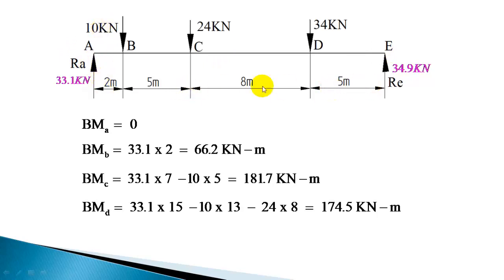33.1 into 20, the total distance, positive bending, minus 10 into 18, minus 24 into 13, minus 34 into 5, so that will give 0. Okay, so no need of calculating at the extreme ends, especially when point loads are there. Sometimes if a moment is acting at the extreme end, then you will get a bending moment at that point, but extreme left side of that point, the bending moment will be 0. If a couple is acting at that point, then suddenly the bending moment will change at that point from 0 to that value. So unless a couple is acting, you cannot get a bending moment at the extreme ends.